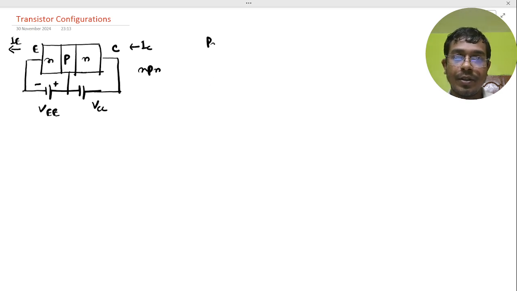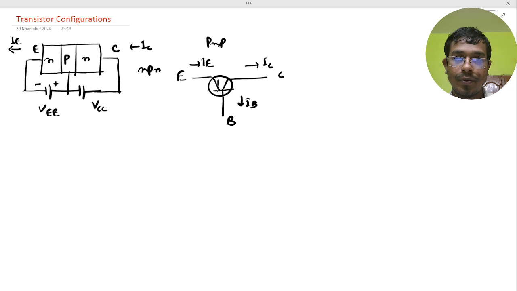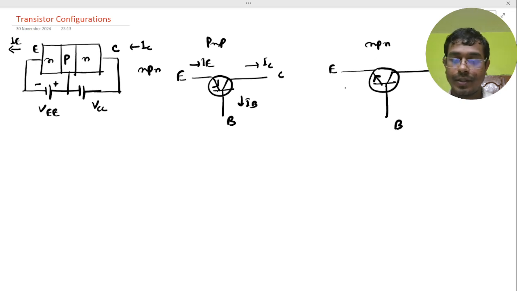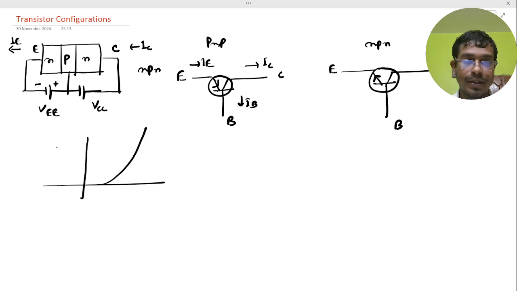First, for the PNP, this is the emitter, collector, and the other one is the base, with the currents IE, IC and IB, and E to B for the PNP. For the NPN, this one is the emitter, collector and base, with B to E. The input characteristics would have this graph, with IE in milliampere against VBE in volt.